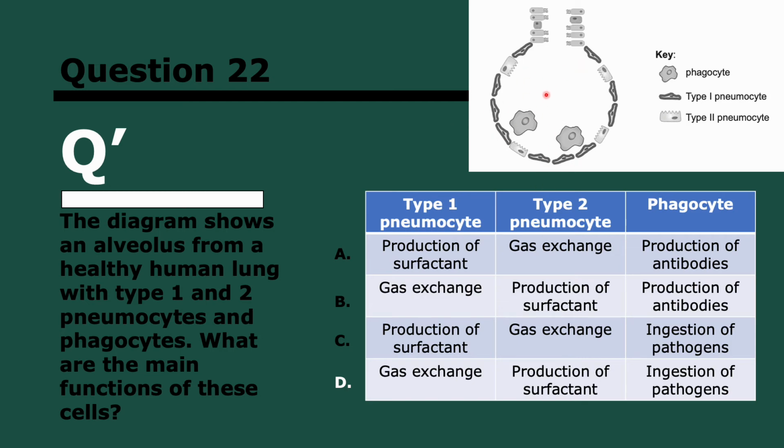Then type 2 pneumocytes, you realize there's a lot less. These are the ones that produce surfactants so that the alveolus doesn't collapse on itself. And then phagocytes, same in the alveolus as in any other tissue of the body. Phagocytes just try and ingest pathogens, right? They're the ones that try and eat pathogens up to destroy them.